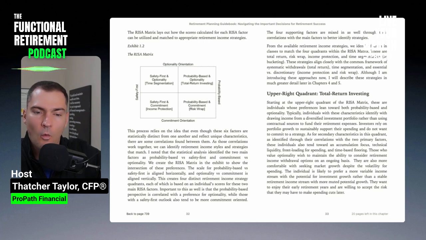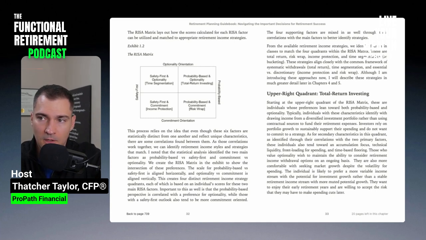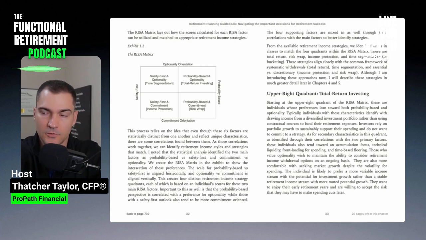If you're not watching this on YouTube, I'll try to describe this as best as I can, and I'll put the link below if you want to go check out the book. It's a phenomenal book if you're trying to plan for retirement and build for retirement. They've come up with a matrix on how to develop the right income strategy for you. Depending on the income strategy, you will build out your portfolio differently.